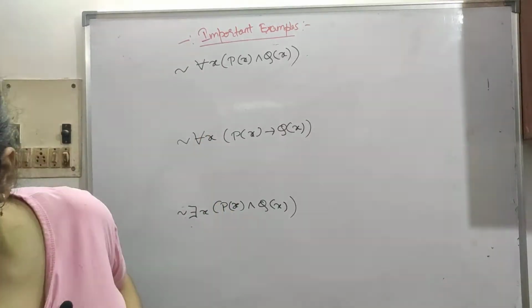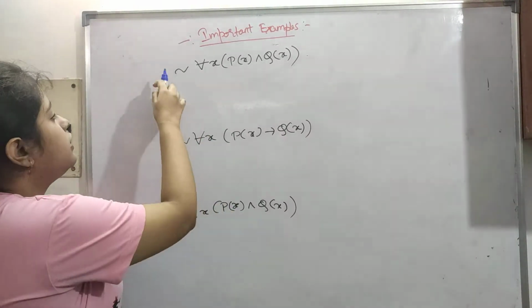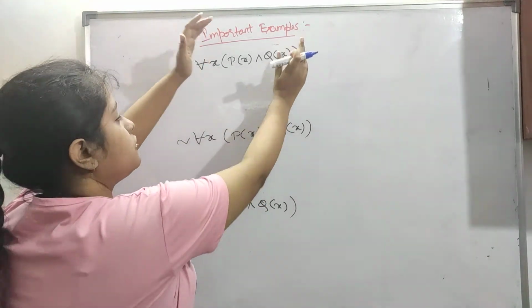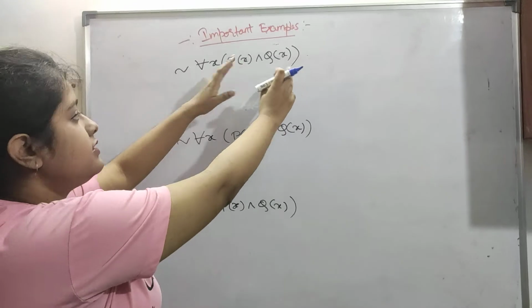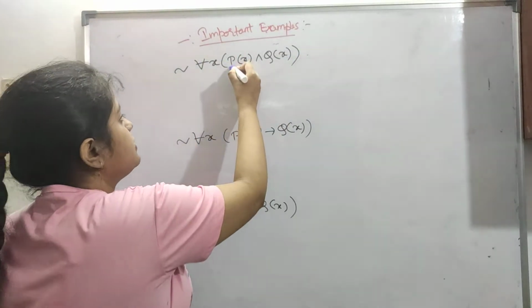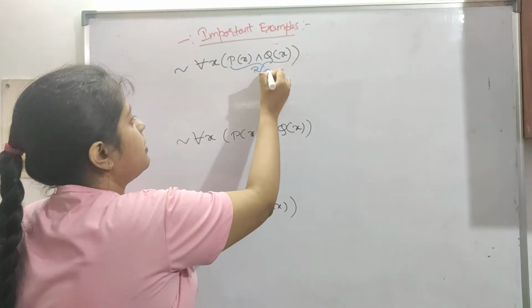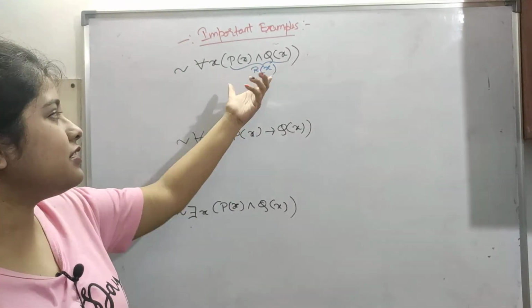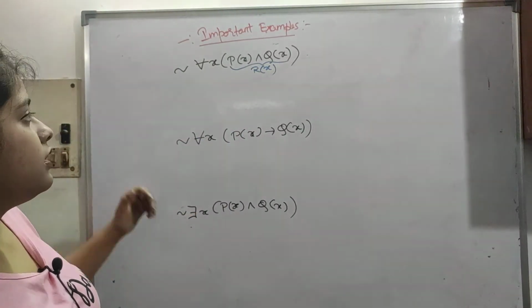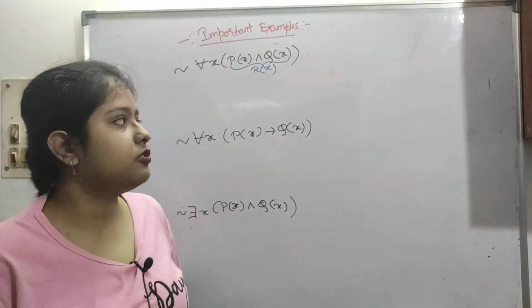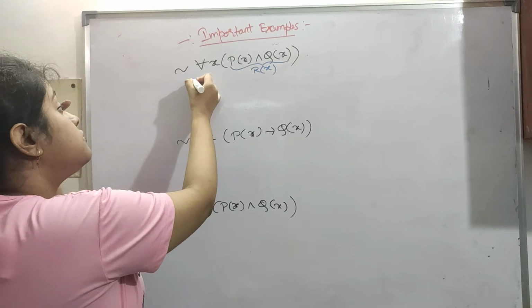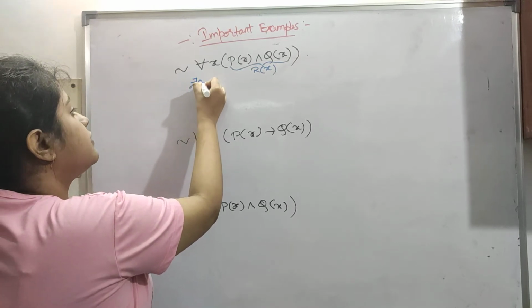Now let's see this first one. Negation is applied, and for all is applied on both. For all is applied on this, and then negation is applied on this. Let's take this as some R(x). First you can take some example, but with more and more practice you can just directly do it. So for all will be changed to there exists x.